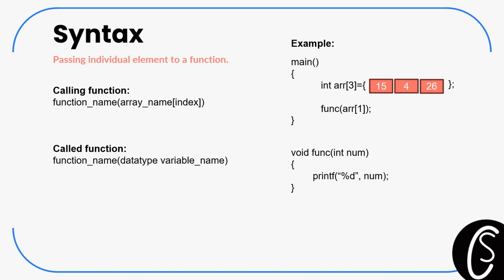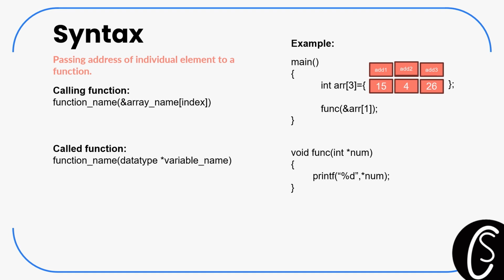Look at the example. There is a main function. Inside it is defined an array having size 3. After that, we use the function which is the called function. The syntax for the same is function name, data type, and a variable name for that data type.